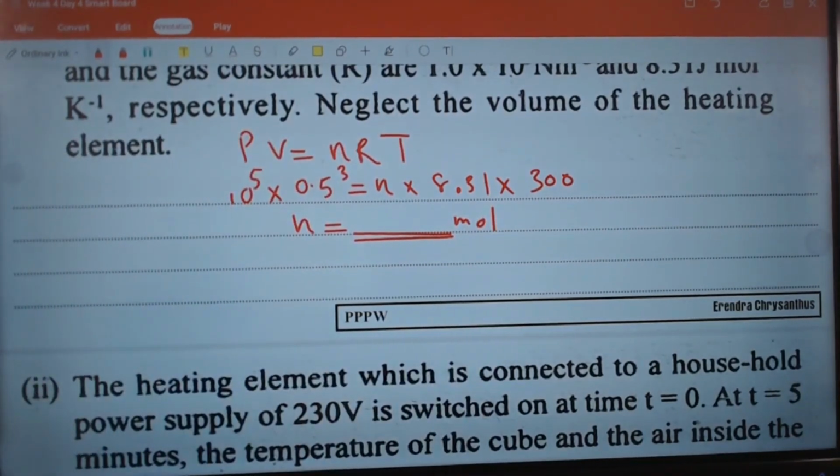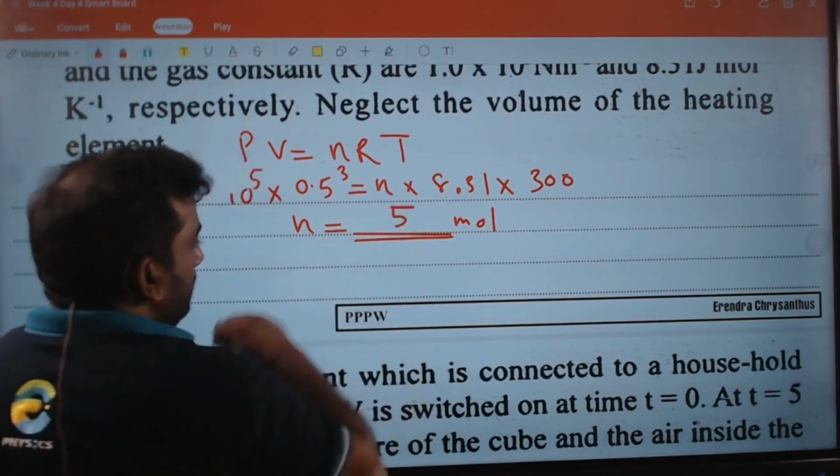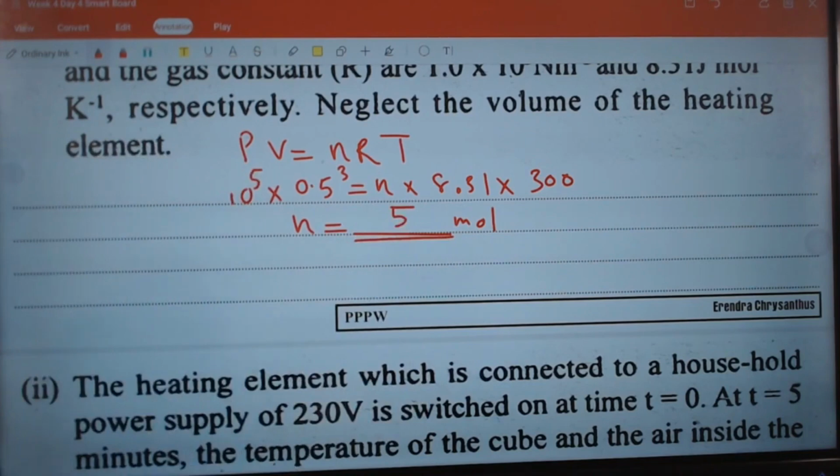Let's simplify this. 10 to the power 5 times 0.5 cubed, divided by 8.31 times 300. About 5 moles. 5 moles of gas is inside.